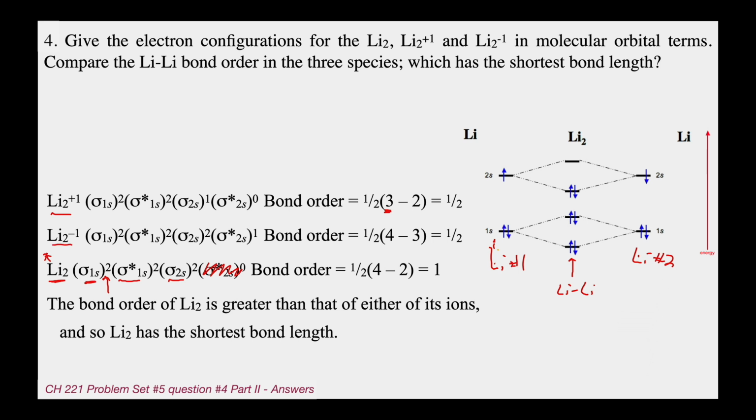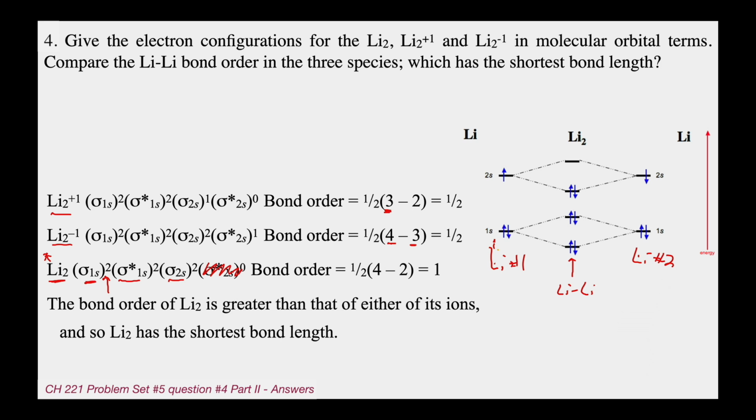Li2 minus in the middle right there has all bonding electrons, but it has an extra anti-bonding electron. So bond order also is 1/2 there. And again, because bond order is highest for Li2, that would mean Li2 is the shortest, all right? Bond order is highest, Li2 would have the shortest bond length. We would say that Li2 plus and Li2 minus are both longer than Li2, but it would be hard to know exactly which one was longer or shorter since they have the same bond order.